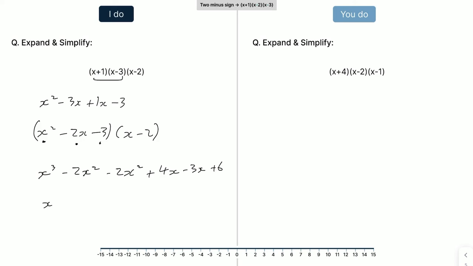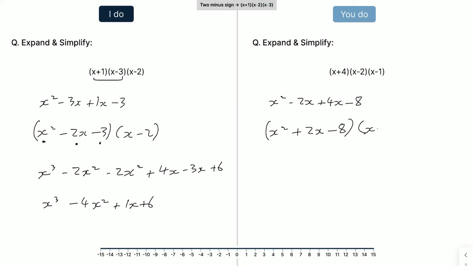Now collect the like terms. So that's x cubed. You can use the number line again. Minus 4x plus 1x plus 6. Again, press pause and I've got the example on the right. With this one, we end up with x squared minus 2x plus 4x minus 8. Collecting the like terms gives us x squared plus 2x minus 8.